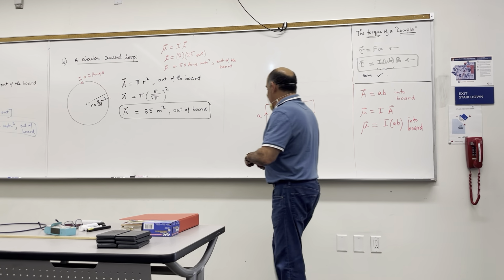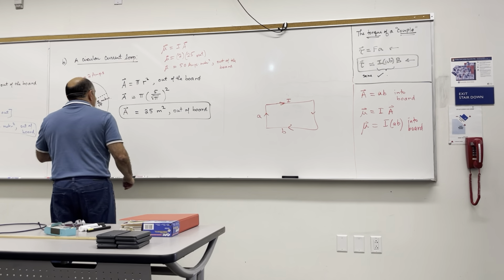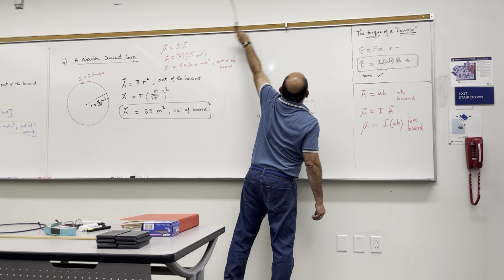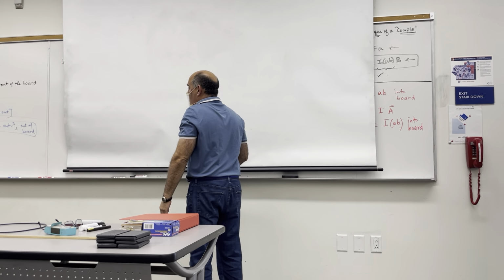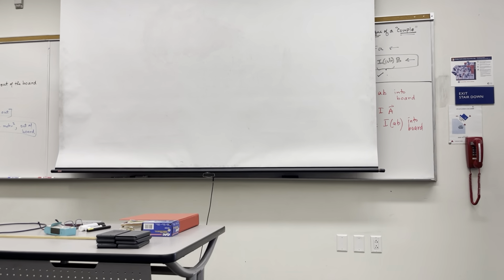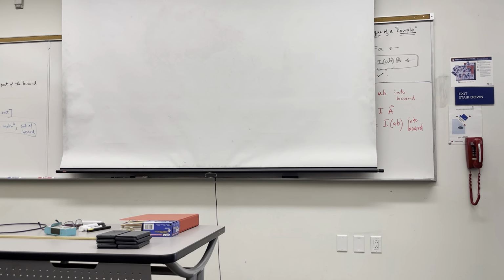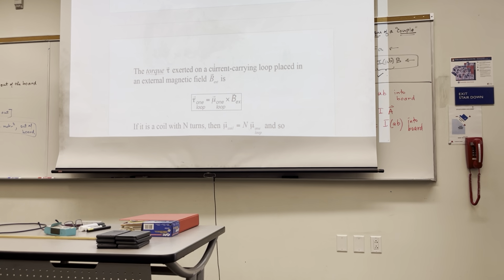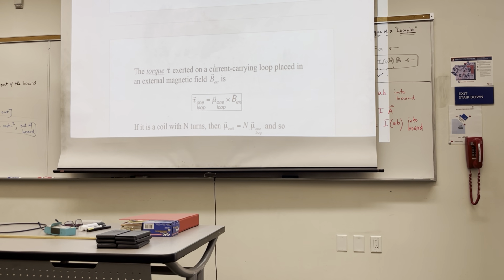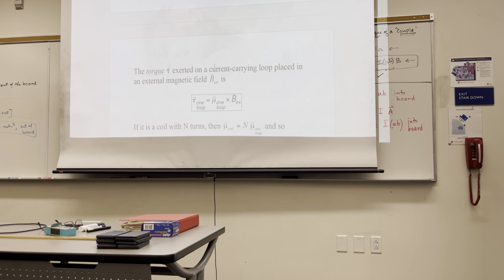Now, the torque that the magnetic field exerts on the loop with current in it is given by mu cross B. The torque is just that quantity cross B. In fact, you can write it like this if you like, because mu is the current times the area vector, and then you cross that with the magnetic field. Or calculate mu like this, and then cross that with B.